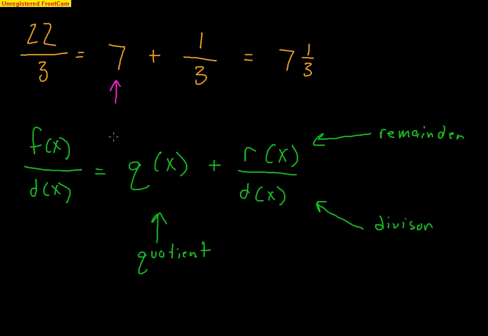So when it comes to doing polynomials, it's the exact same thing. A function divided by another function, we'll use D to represent the divisor. That way you remember it's the divisor. So a function divided by a divisor is equal to the quotient Q of X plus the remainder R of X divided by the divisor. So again, this is using the division algorithm, and this is how we'd like to give our final answer.